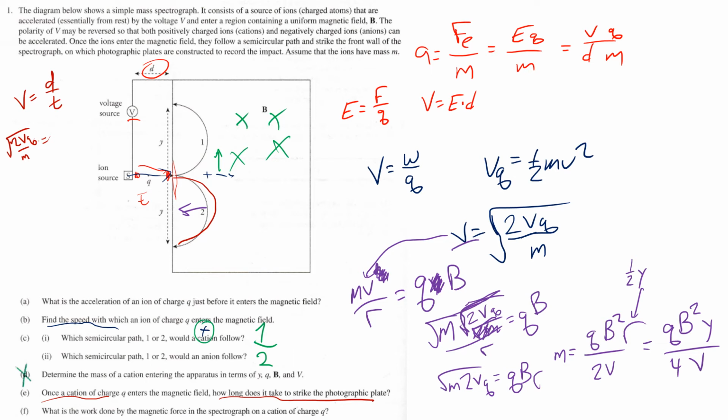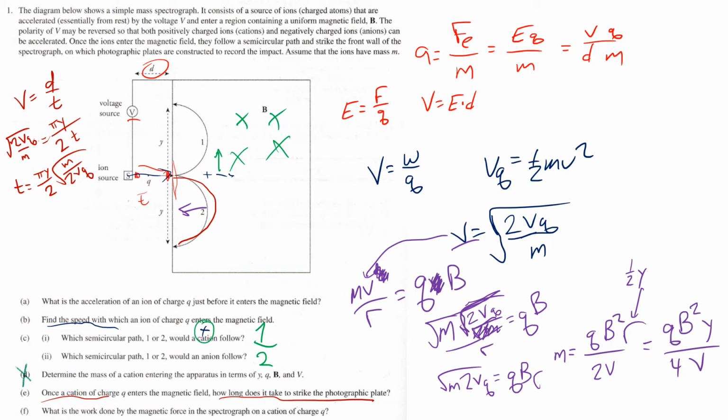Can I just use the diameter one since that's easier? So pi times d, but we want half of that, and there's t. So now we just got to solve for time. So time, bring that up, bring those down, is equal to pi Y over 2 times the square root of m over 2Vq. All right, not so bad.